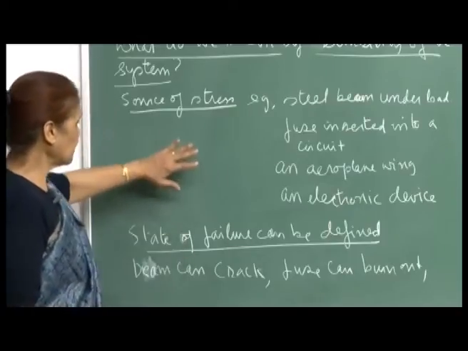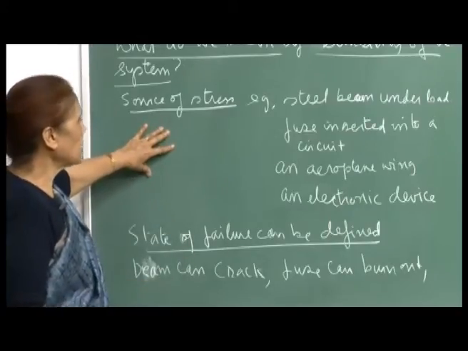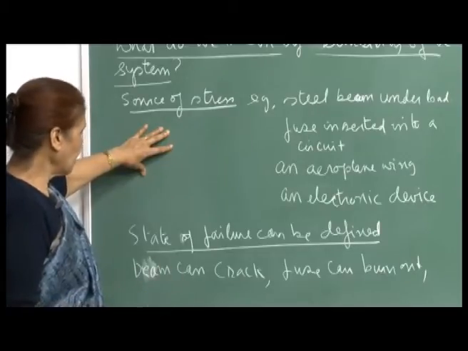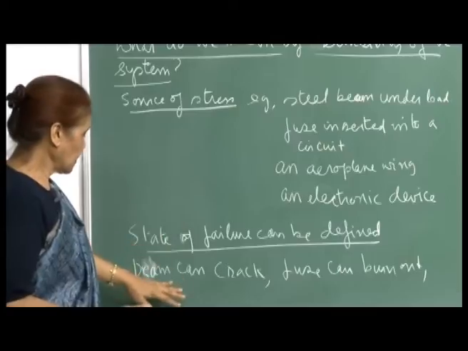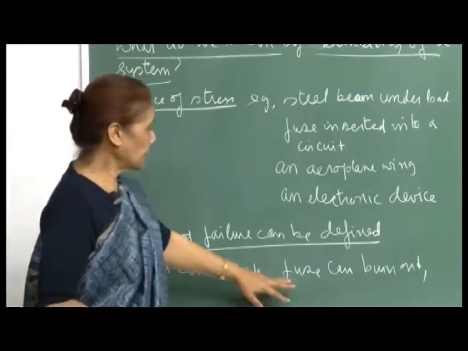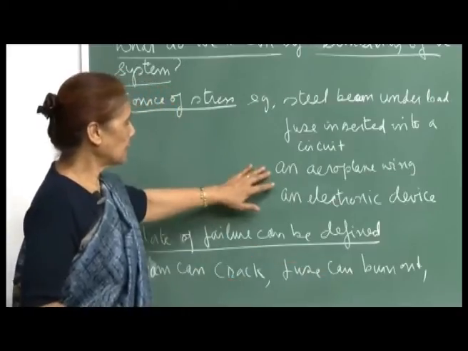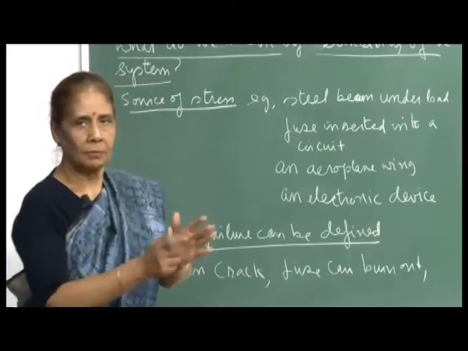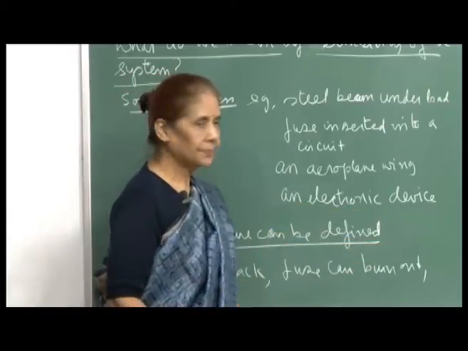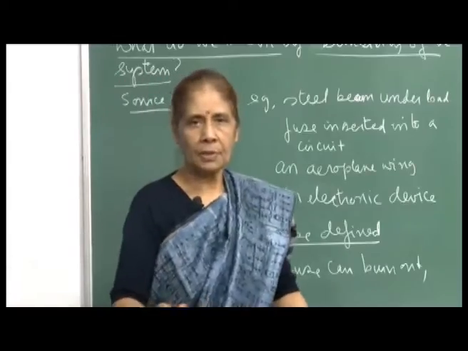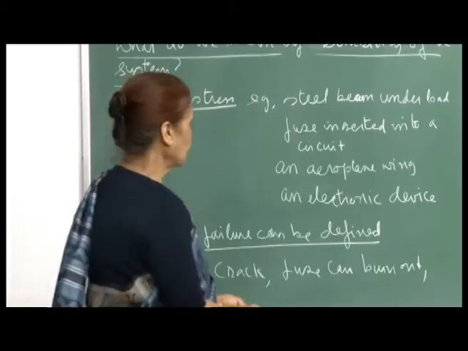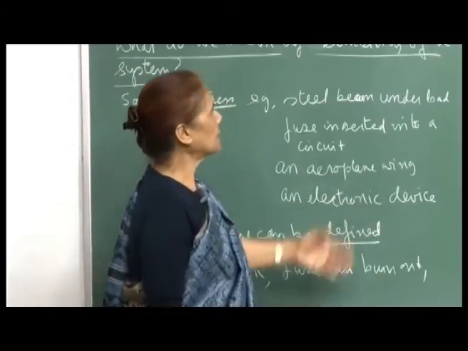So, that means you have a source of stress, you have a system, that means a component or a whole system, and then you talk of the state of failure. So, what can happen? The beam can crack, and similarly a fuse can burn out, or the aeroplane wing can buckle because of pressure or stress, and an electronic device can just fail. You suddenly find that your PC is not working, or your electric kettle is not working, or whatever it is.